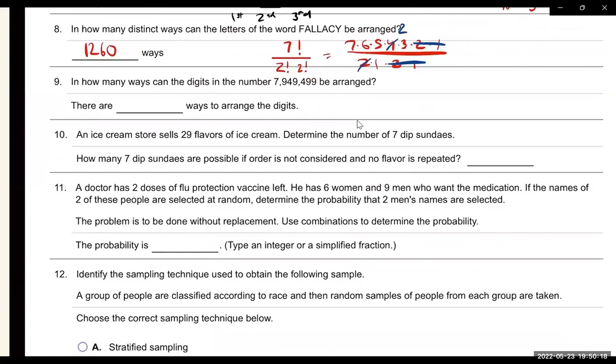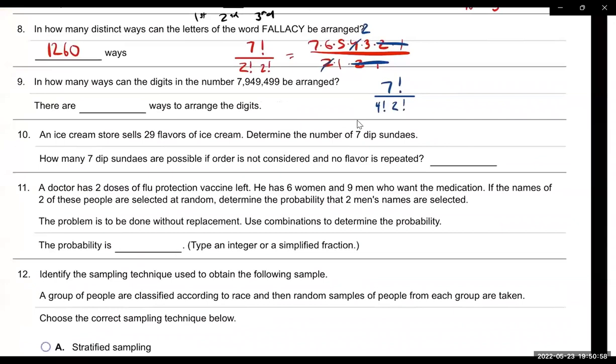It says, in how many ways can the digits and the numbers be arranged? So it's exactly the same style of problem, except instead of letters, it's numbers. So there are 1, 2, 3, 4, 5, 6, 7 digits again, divided by the repeats. Anybody see any repeats? 9 and 4. 9 repeats, 1, 2, 3, 4 times. So you have to divide by 4 factorial. And 4 repeats just twice, right? Twice. So you can do it the same way we did this one on the calculator, or you can just do it the way I did it before.